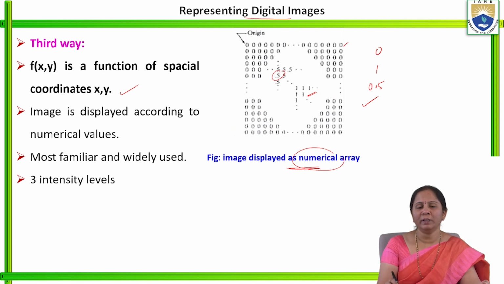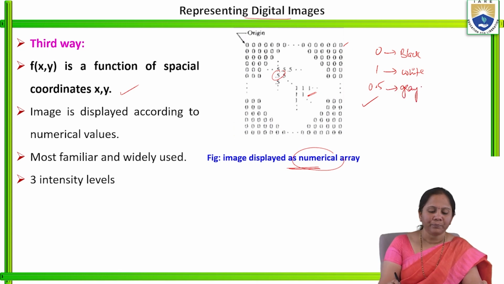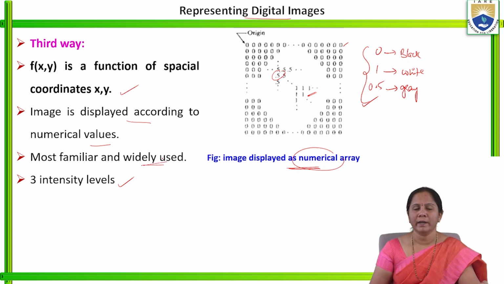Using these three numerical values only, they represent an image, with 0 representing the color black, 1 representing the color white, and 0.5 representing the color grey. If you see this figure, the image is displayed according to the numerical values. We have used 3 intensity levels here. This method is most familiar and widely used. Other than the first method, the remaining 2 methods are generally used to represent digital images.